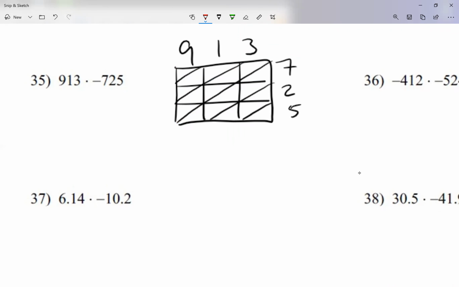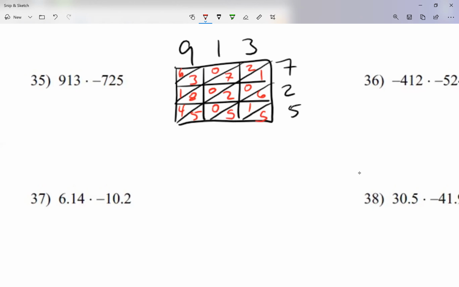9 times 7 is 63. 1 times 7 is 7. Gotta answer in 2 digits, so 0, 7, okay? 3 times 7 is 21. 9 times 2 is 18. 1 times 2 is 2. And then 3 times 2 is 6. And then 9 times 5 is 45. 1 times 5 is 5. And 3 times 5 is 15.